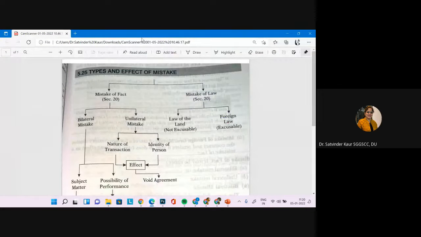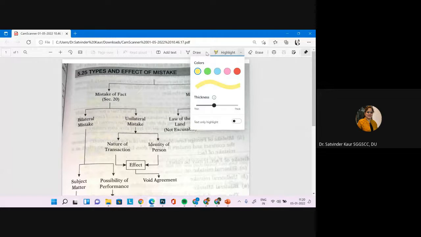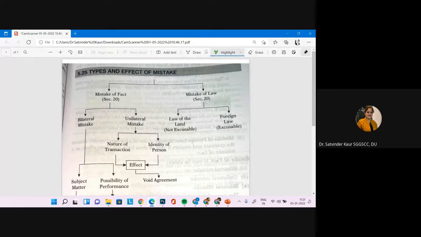Right. So now, my dear friends, if we talk about mistake, it can be divided into mistake of fact and mistake of law, right? Broadly, mistake of fact is the bilateral and unilateral mistake about the subject matter of the contract, and mistake of law is the mistake of law of the land and mistake of foreign law.